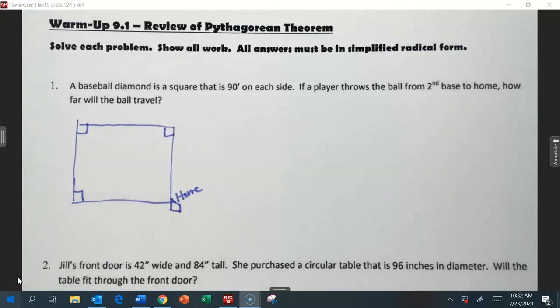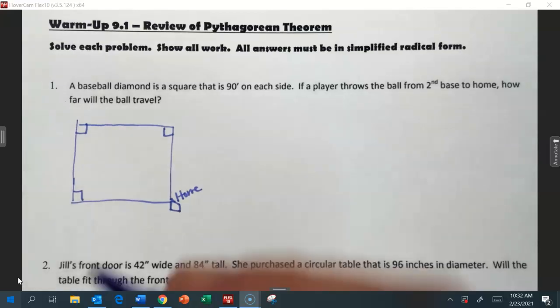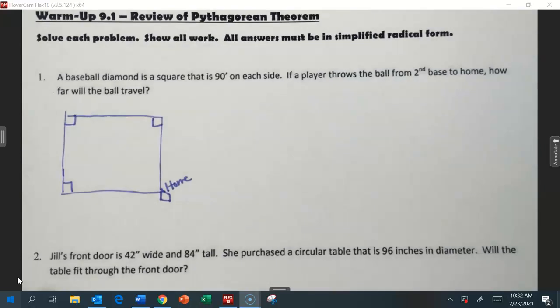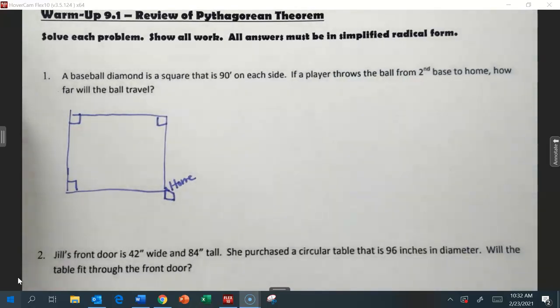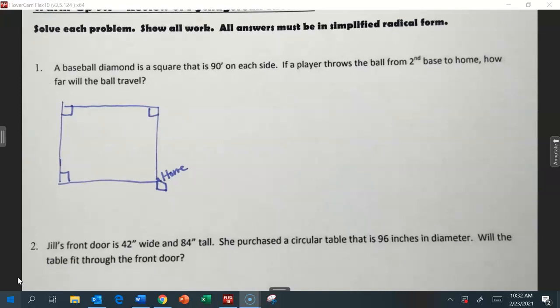So what I suggest is that you have already tried these three problems, just like we would in class with a warm-up. The warm-ups let you know where you stand, whether you need more help, whether you need more practice, and so on. So I'm just going to run through these in case you were struggling. You can check your answers. This video should be pretty short.